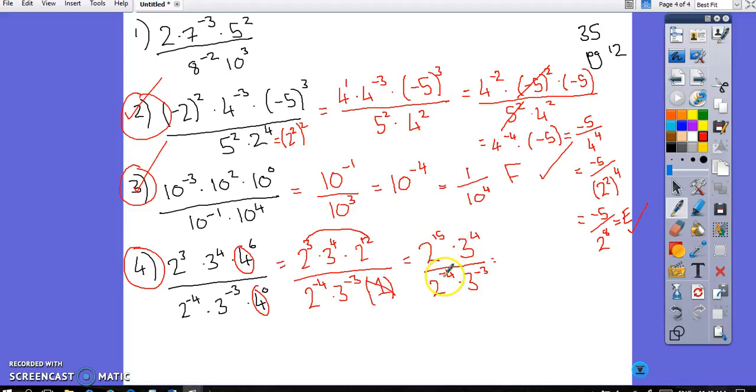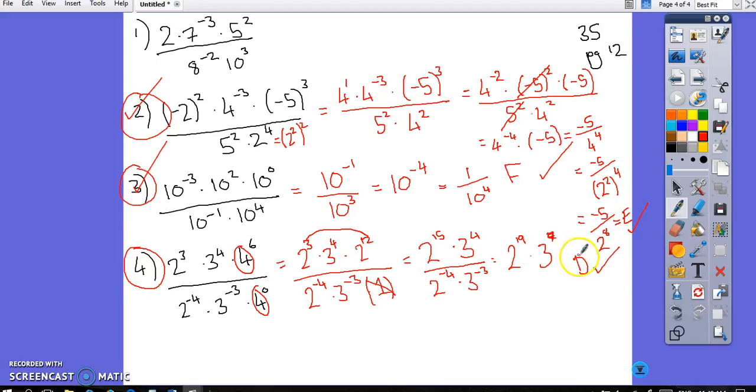So 15 minus minus 4 is 2 to the power of 19 times 3 to the power of 4 divided by 3 to the power of negative 3. 4 minus minus 3 gives me 3 to the power of 7. So my answer is 2 to the 19 times 3 to the power of 7, which is D.